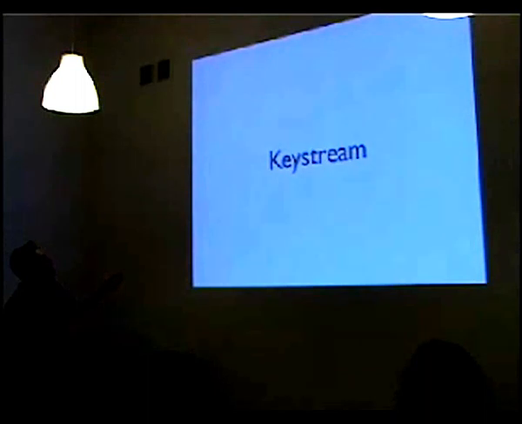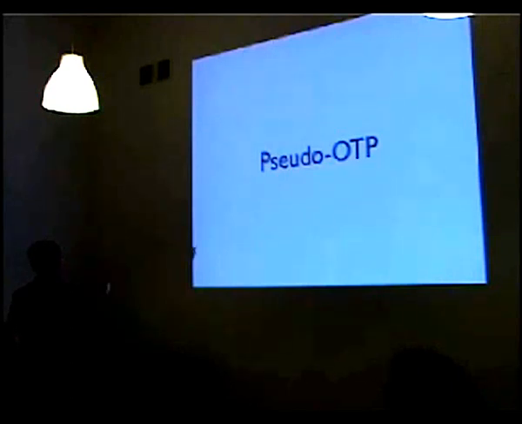And basically you use this, that's called a key stream, and you use this as a pseudo one-time pad. So you use it exactly the same way that you'd use a one-time pad. You take all of the bits in the key stream and then you XOR them with your plain text, and then the output is, again, seemingly random because you XORed it with something that's seemingly random.